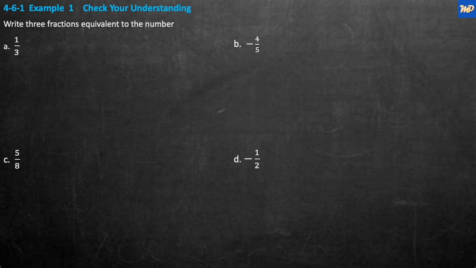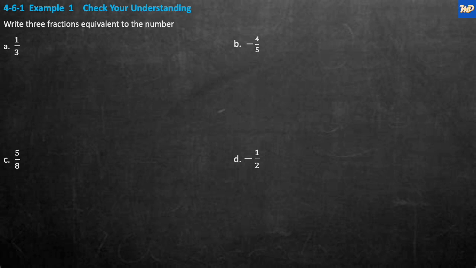Example 1 of check your understanding. It says write 3 fractions equivalent to the numbers. So we'll look at A, B, C, and D, and we'll see what we can come up with. Well, for A, we're going to keep these simple, so we're not going to get real carried away with the numbers we're using.